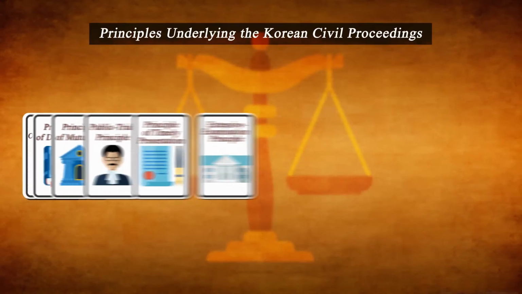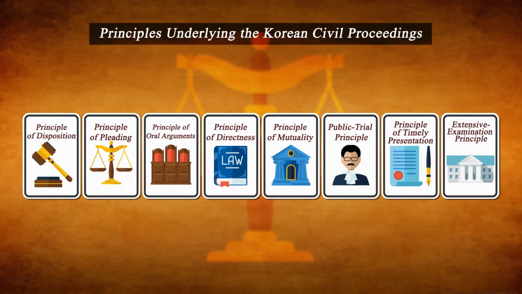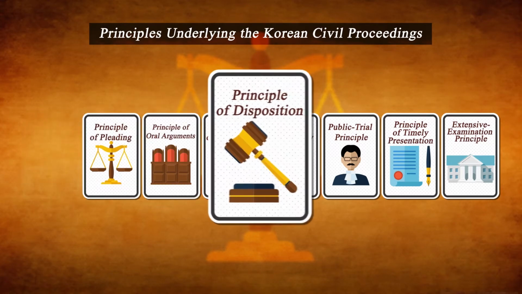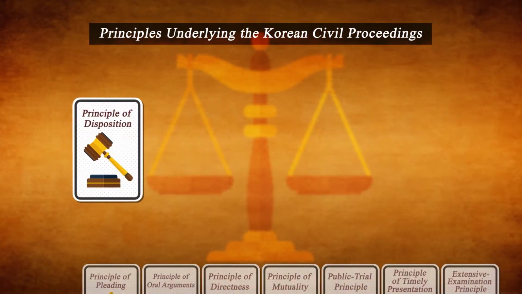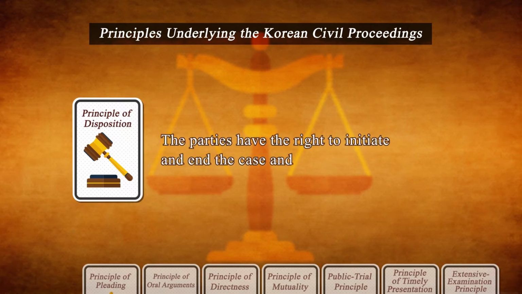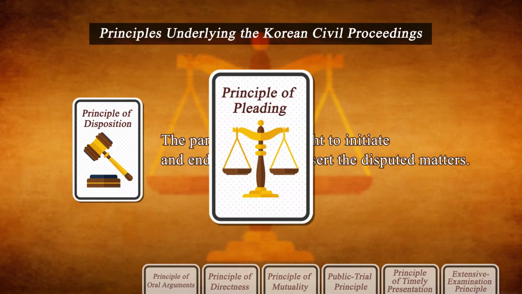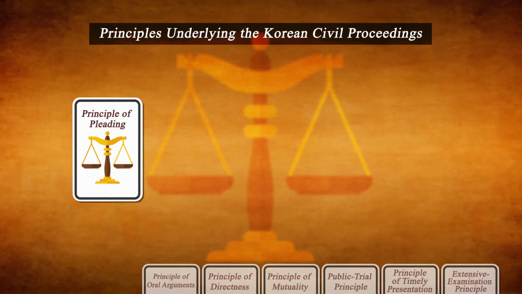There are several principles followed in the civil proceedings of the Korean legal system. One of the principles followed is the principle of disposition. Under this principle, the court is prohibited from rendering any judgment on matters that the parties did not claim. Instead, the parties are to decide on the initiation of the action, what the disputed matter is, and when to end the dispute.